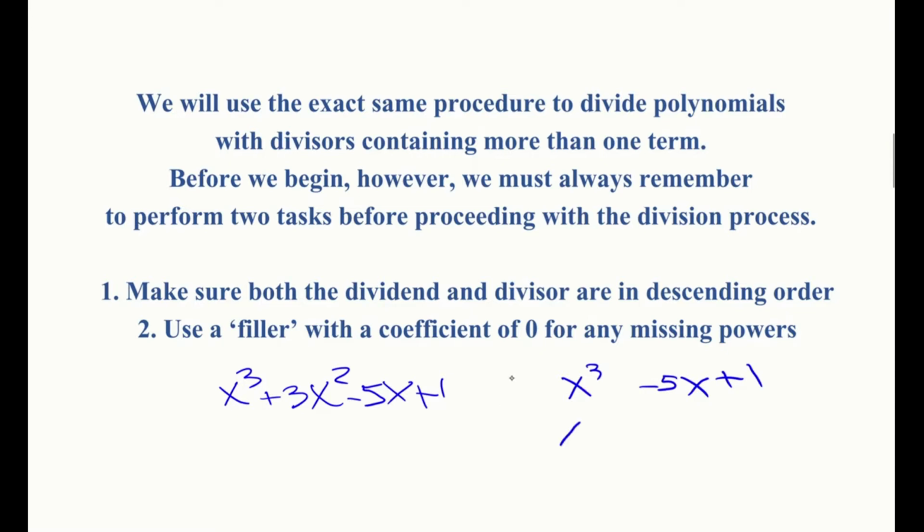So we would go ahead and write a 0x squared in the place where the x squared term would have been. And notice we're not changing the problem because 0x squared is just 0, and adding this 0 doesn't change anything. However, it's a format that's going to be helpful to us, as you will find out soon. So this is what we're referring to as the filler or the placeholder. Either one works.